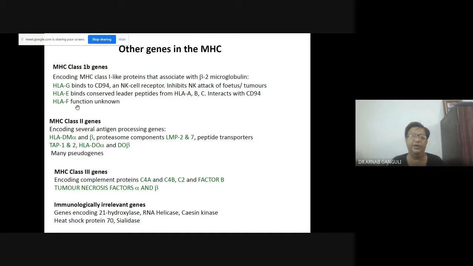HLA-E binds যেটা বললাম, HLA-F function is unknown. Similarly, you have MHC class 2 genes. They encode several antigen processing genes. HLA-DM alpha and beta, proteasome, এটা তো বললাম আমি. Many pseudo genes ও থাকে. False genes. They are actually not genes, but many pseudo genes. Maybe they are not encoding any proteins, or they are not genes at all.